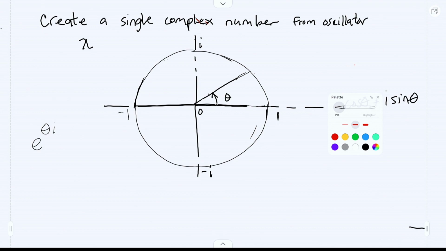We're going to create a single complex number from an oscillator. So here's our integer. In classical, digital computing, we had an integer. In quantum computing, we still have an integer. Your integer is like an oscillation. It's a revolution. That oscillation, this ball is going to start here and then go this way, and then it's going to reach here.